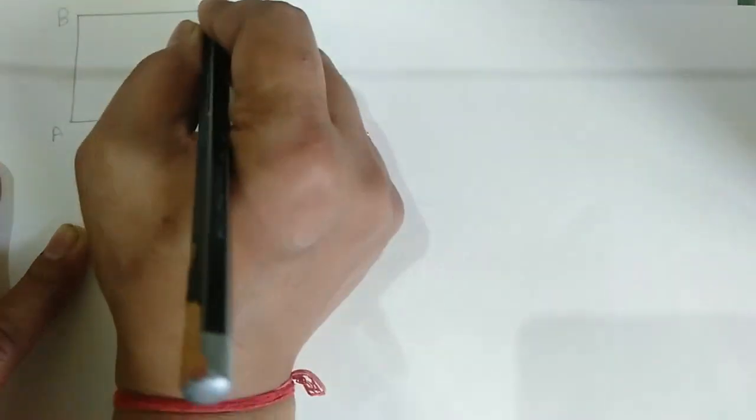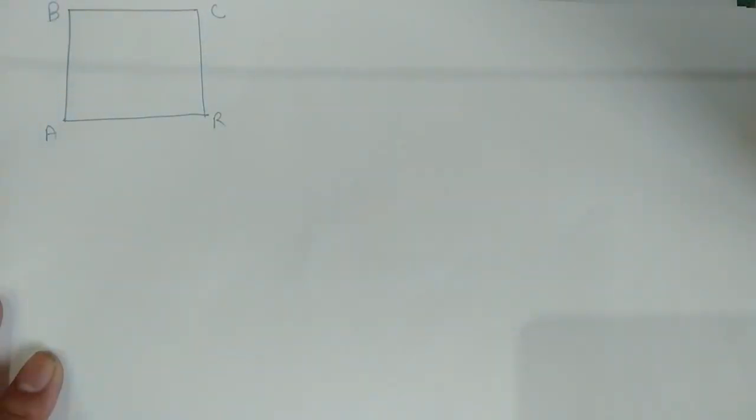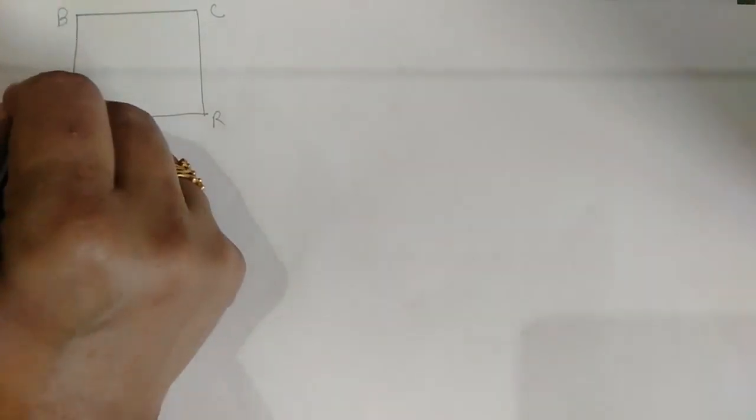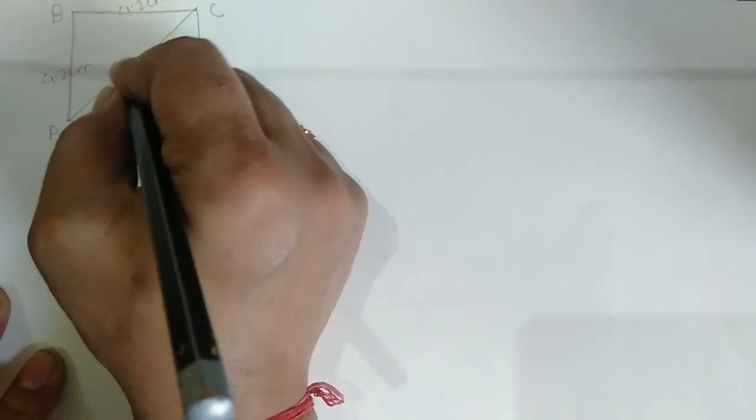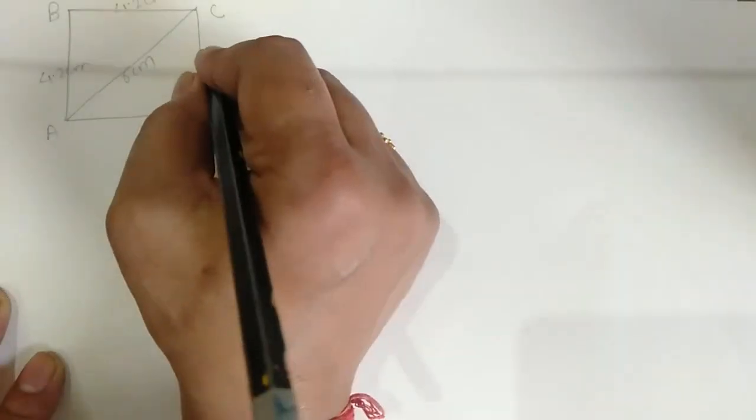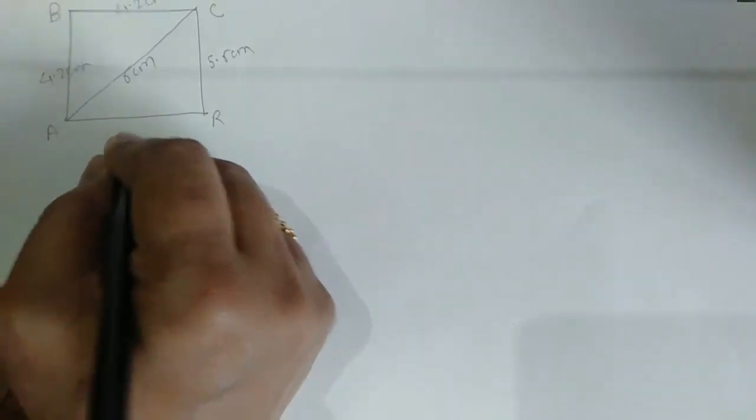BARC. So length of BA and BC equal to 4.2 centimeter. Length of AC is equal to 6 centimeter. It is a diagonal. Length of AR and CR equal to 5.6 centimeter.